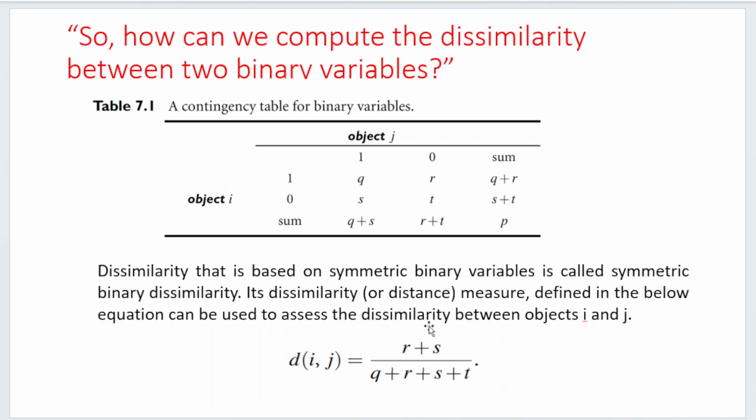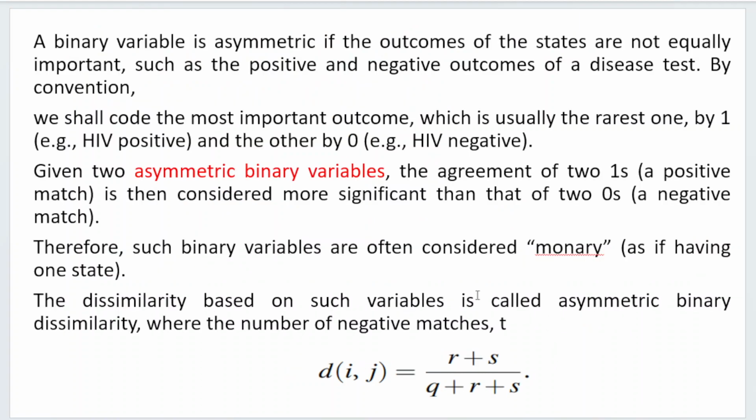If you observe, this t gives the representation of the entire total summation, p plus q plus r plus t. That's why we have removed it in the asymmetric binary values. Wherever negative matches are there, we are going to remove them. Why? Because in the asymmetric binary case, we will not give that much importance to the negative value. So we have removed the entire negative value matches here.